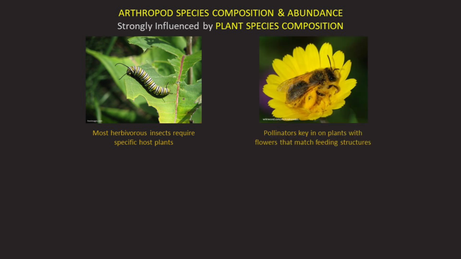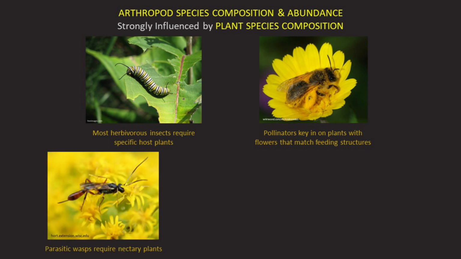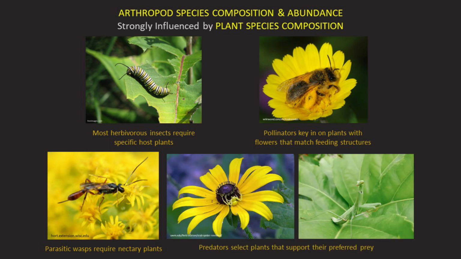Although most pollinators are pretty general in regards to what species of plants they collect nectar and pollen from, many key in on plants with flowers that have a specific shape that matches the shape of their mouthparts. Parasitic wasps lay their eggs in caterpillars, and they require habitats with an abundance of nectary plants, such as dill or golden Alexander, that have numerous small, nectar-filled flowers. And most predaceous arthropods are selecting plants that support their preferred prey.